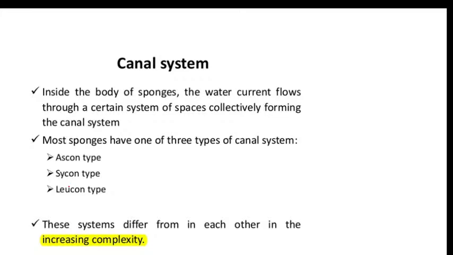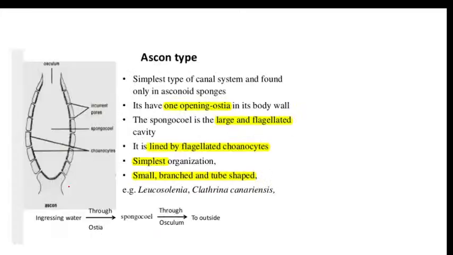These 3 canal systems differ variably with increasing complexity. We'll see one by one. First is the asconoid type. The asconoid sponges are shaped like a simple tube. In this picture you can see they look like a simple tube which is perforated by pores. The asconoid type looks like a simple tube perforated by a large number of openings.